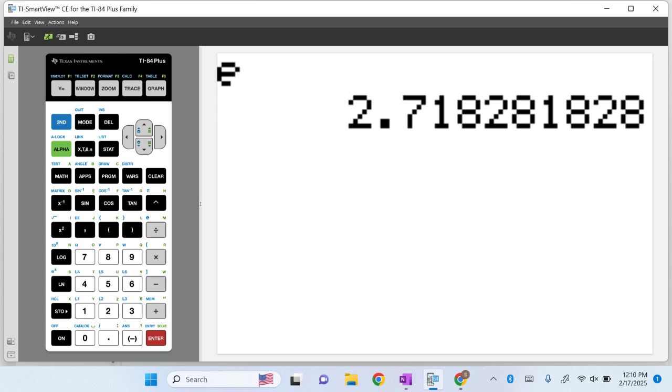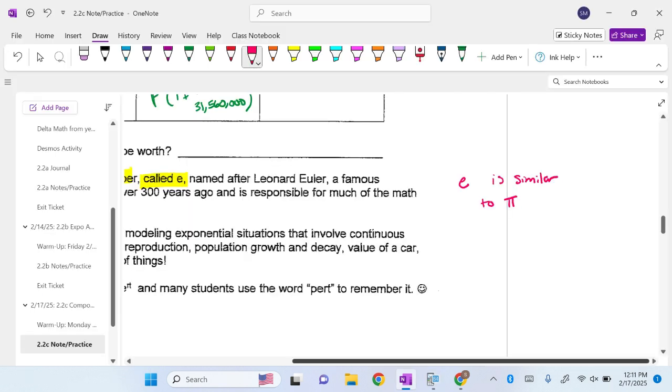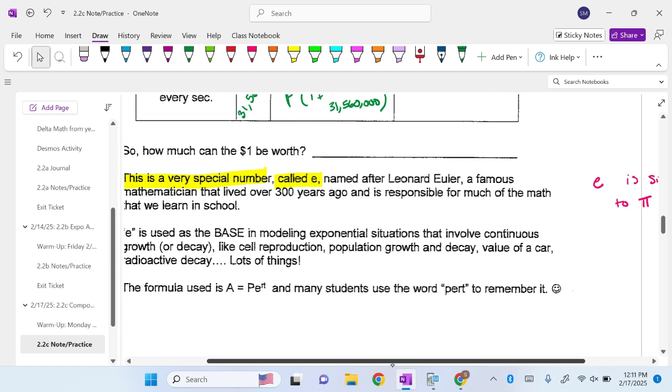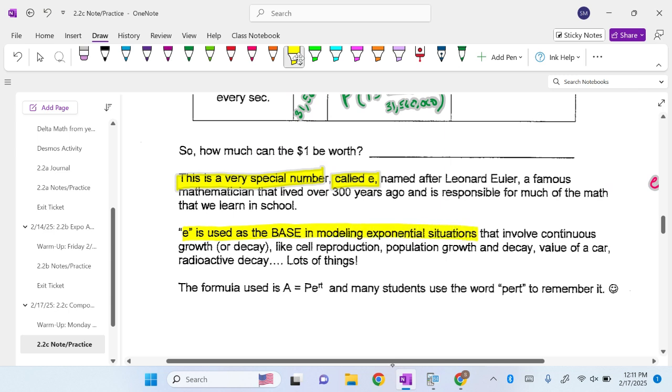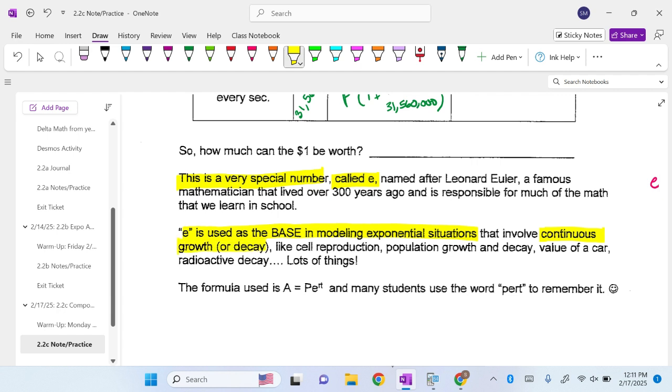Pi came about because when they were dealing with circles, they noticed that the number pi, or 3.1415 and so on, kept getting in your answer. Same thing with E, but it was mostly used for exponentials. So when you see the letter E in this class from now on, it is a number. It's also a base. So E is used as a base in modeling exponential situations that involve continuous growth or decay.